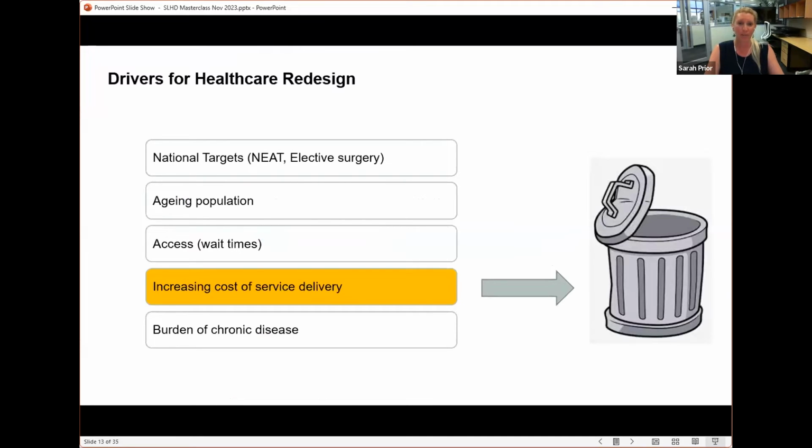So in Australia, there are some general drivers for health service or healthcare redesign. And these include things like national targets, our ageing population, access, the burden of chronic disease, and of course, the increasing cost of service delivery. So one of the ways in which increasing costs can be mitigated is through the identification and removal of waste in systems and processes in healthcare. So that is systems and processes that don't add or add very little value to the consumer journey, whether that's the patient journey, a staff member's journey, or the organisation more broadly.